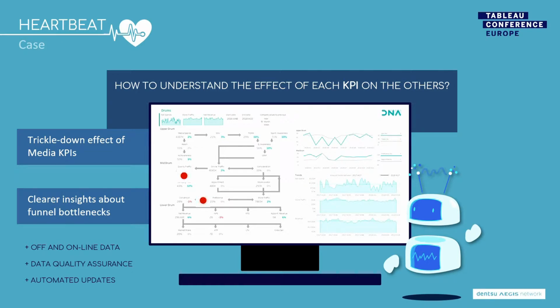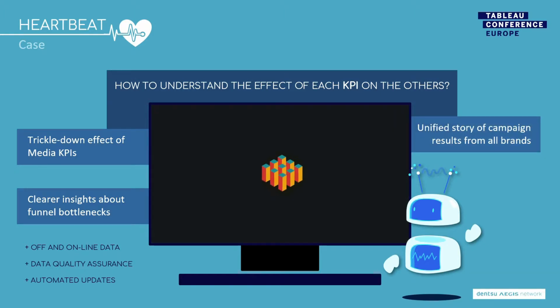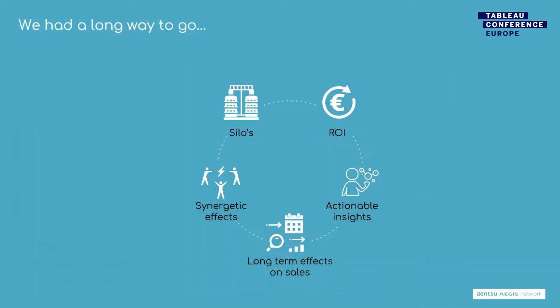We also needed to have clear insights about the funnel bottlenecks, to understand what was going on where each KPI influenced the other. And finally, we needed this unified story of campaign results from different brands. So we needed to unify different data sources, but also to unify the story. But we had a long way to go because we had a lot of business challenges as well.